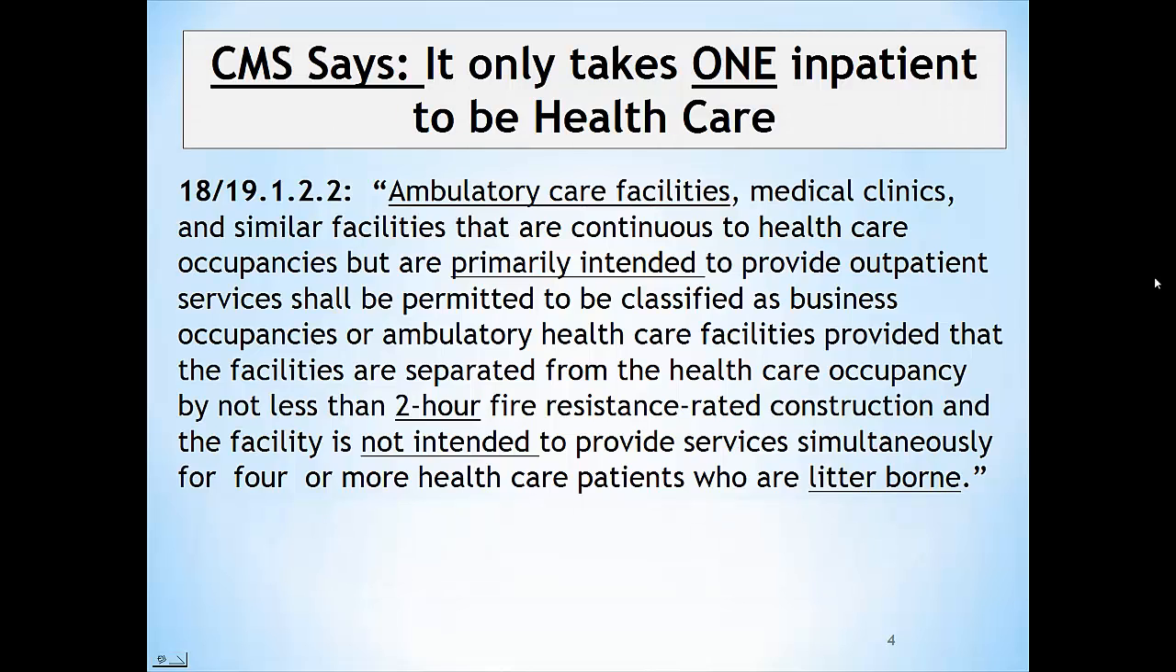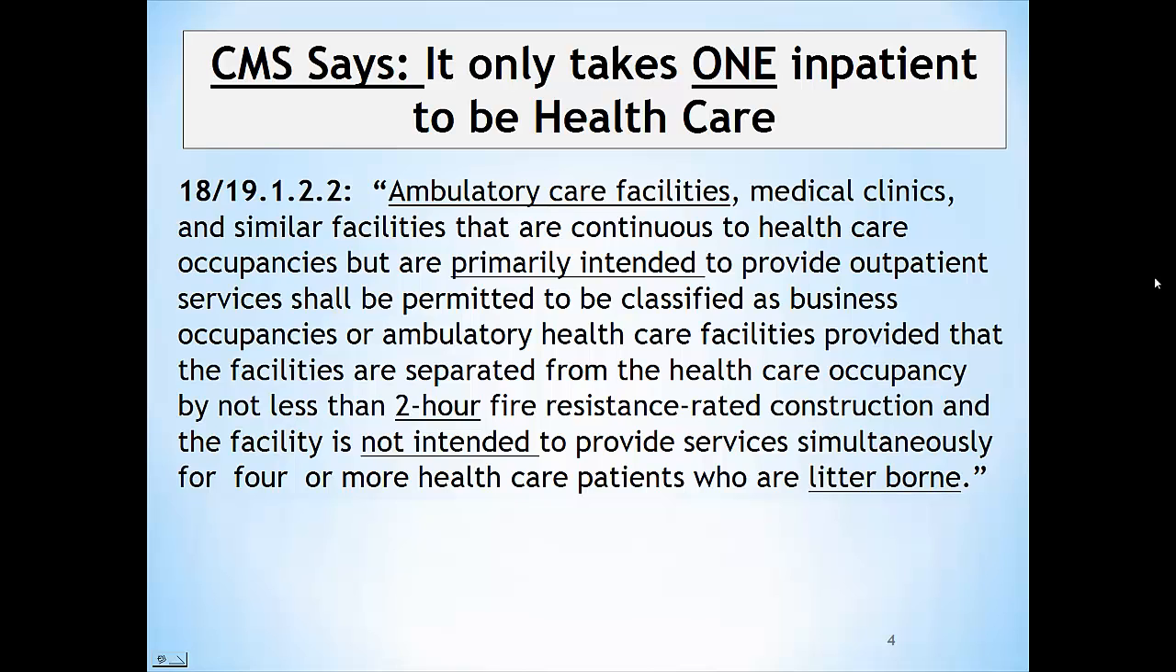Now, CMS also takes a look at this subject of ambulatory care because in Chapters 18 and 19, and in 42 CFR 482.41, they talk about ambulatory care facilities. Those are clinics and so forth that are intended to provide outpatient service. That's fine, that's what an ambulatory care occupancy is. And if they are separated by 2 hours, and if they're not intended, and here's the key word, not intended to provide services simultaneously for 4 or more patients who are litter-borne, that's what the code says.